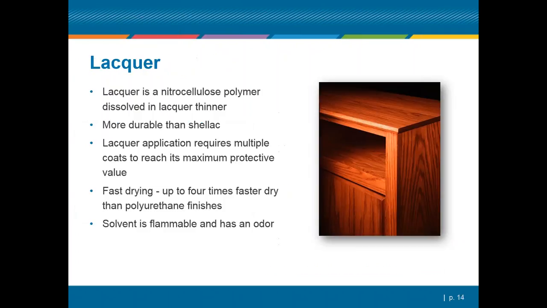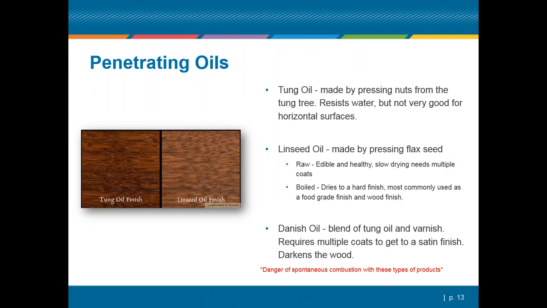Lacquer is another one that's been around for a long time. You think in terms of the Chinese cabinets and things of that nature that are very, very hard and very, very slick finishes. These lacquers are made from nitrocellulose polymers, and they're dissolved in a lacquer thinner. Now, lacquer thinner is a very flammable material. And I'm going to back up one slide here for 1 second because I want to make one other comment while I'm talking about these solvents.